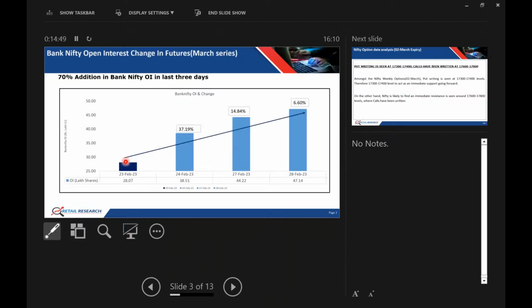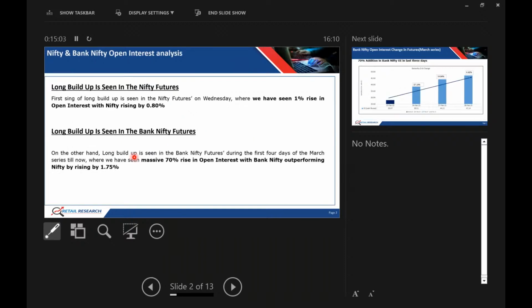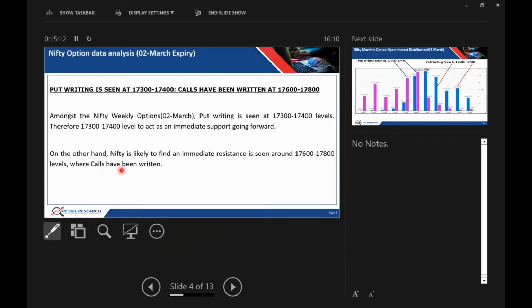As you see, on the expiry of 23rd February, we had about 28 lakh shares of open interest, and in just 3 sessions we are seeing almost 70% addition in the Bank Nifty. Bank Nifty has actually started outperforming the Nifty, because it has already risen 1.7% compared to Nifty. So Bank Nifty is where the maximum action is. For Nifty, we are seeing some kind of support.